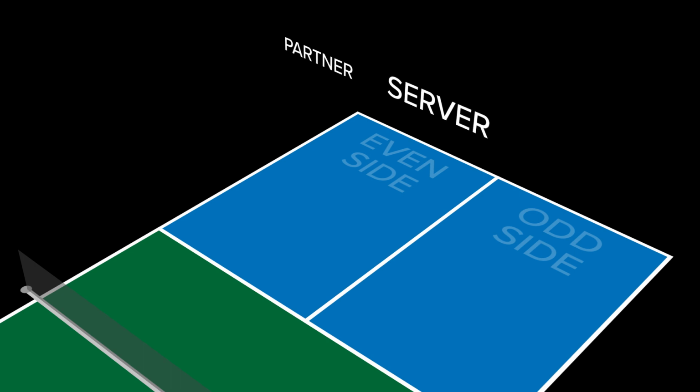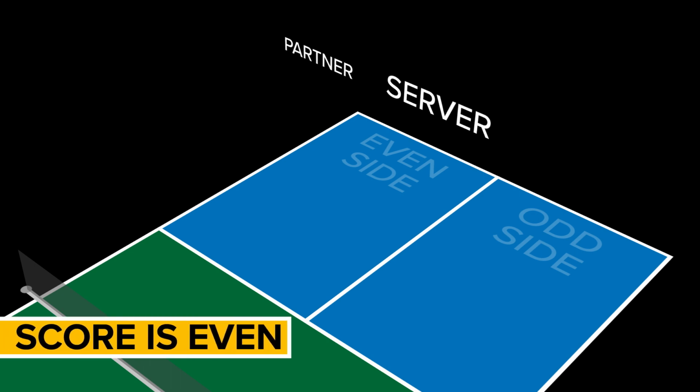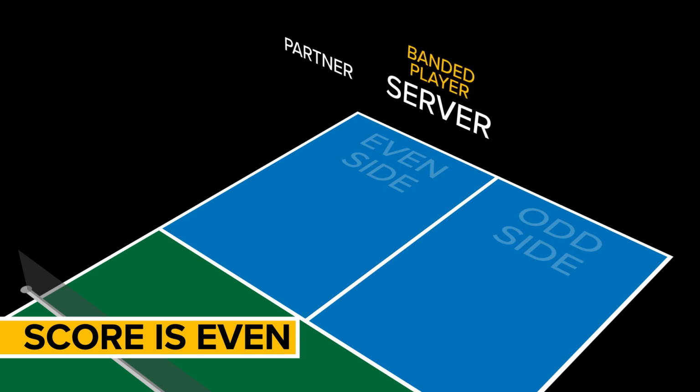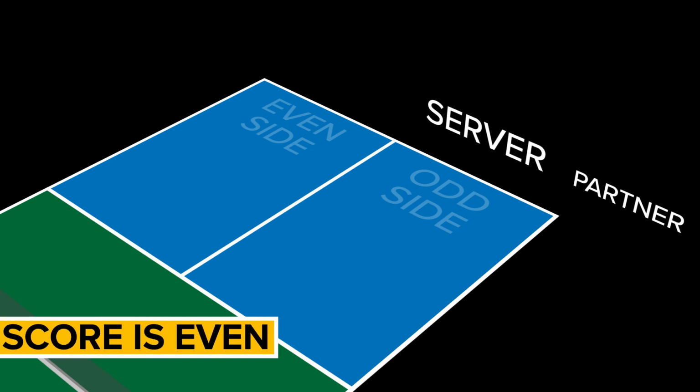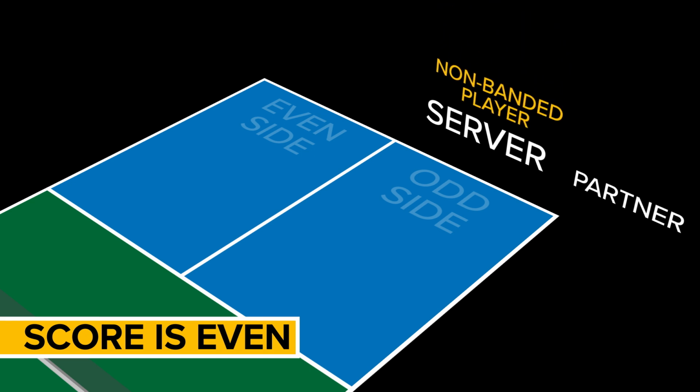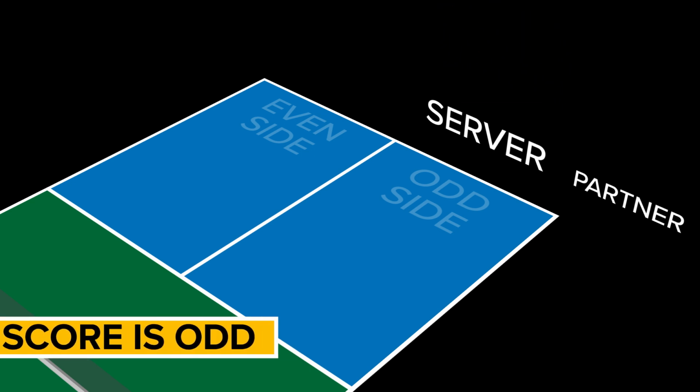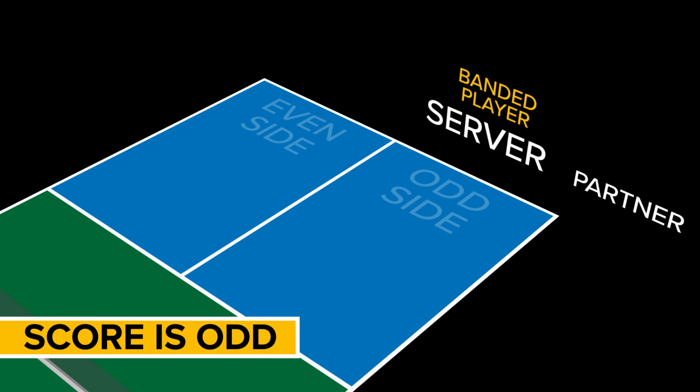If the correct server is serving from the right or even court, and the score is even, the server should be the banded player. If the correct server is serving from the left or odd court, and the score is even, the server should be the non-banded player. If the score is odd, the server should be the banded player.